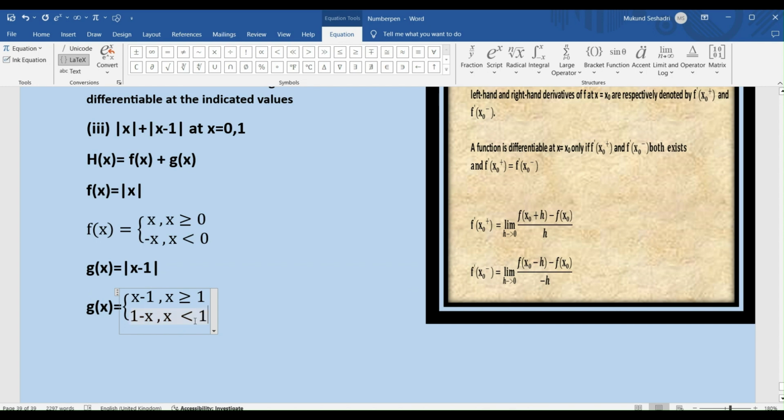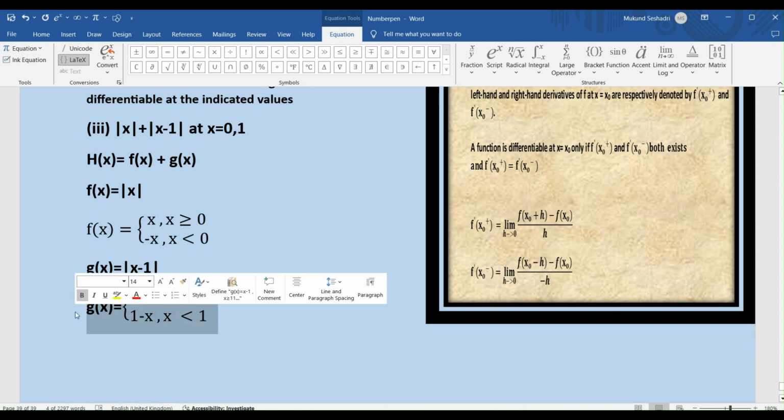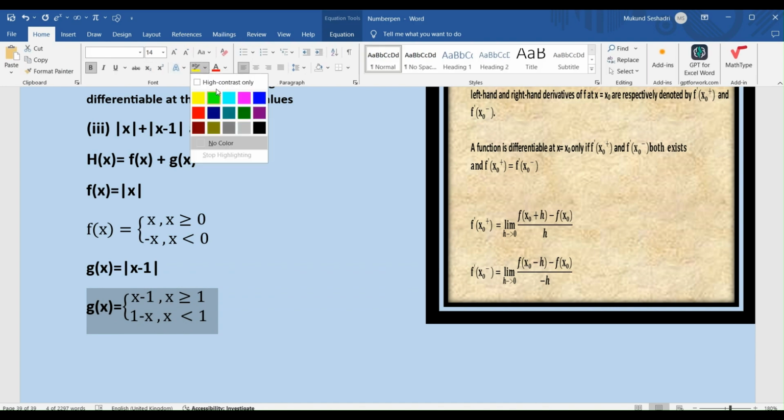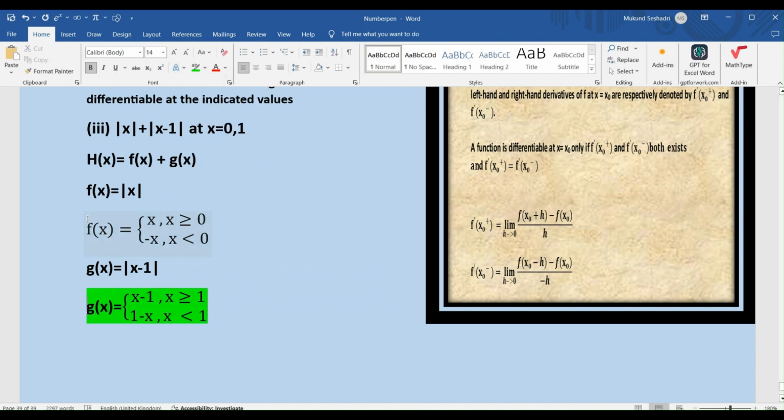The g of x is undergoing a transformation at 1, so let me highlight it with a color, say green. And my f of x is undergoing a transformation at 0. Let me highlight it with a color, yellow, right? So now we have to establish the differentiability of h of x. And what is our h of x? Our h of x is f plus g, right?